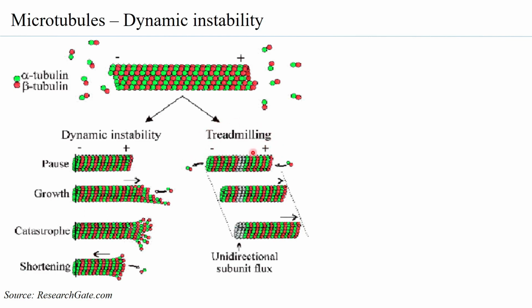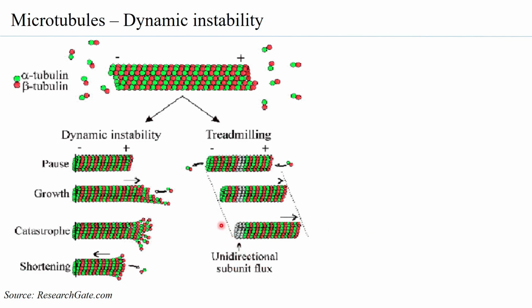So in the treadmilling effect, what you see is that if you have addition of heterodimers at the plus end, then from the minus end, you will have the disassembly happening. So you have assembly here, disassembly here, assembly here, disassembly here. So what you see over here is that you have the microtubules extending from one end, and from the other end it is becoming shorter and shorter. So this is what is called a treadmilling effect.